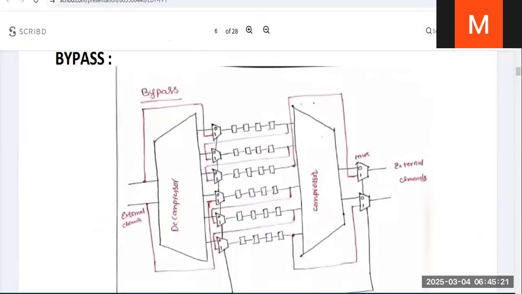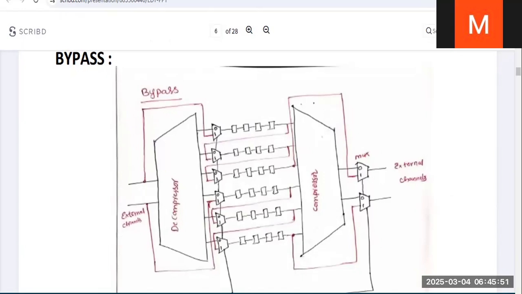This is an EDT bypass. Suppose these are the external scan channels. If any problem occurs between the decompressor, compactor, and the core, so there is a connectivity issue, so the EDT logic is not working. A scan chain failure is going to happen in such a case. So if you want to test this normally, in such a case we will go with the EDT bypass logic.